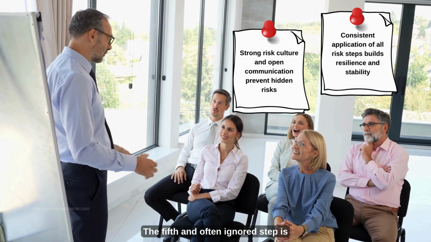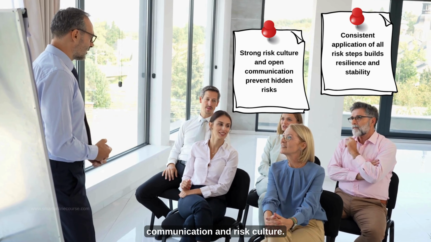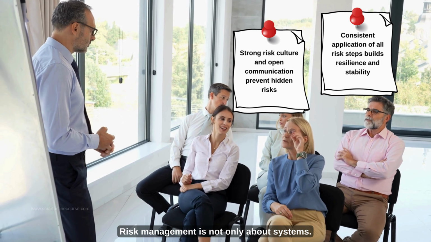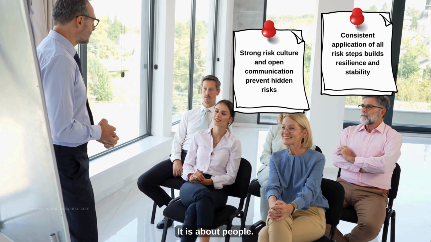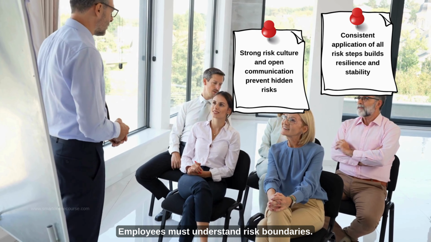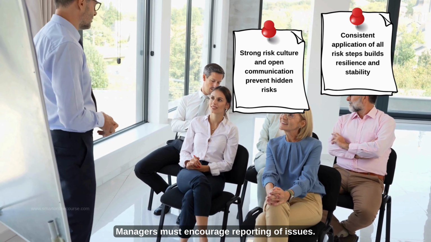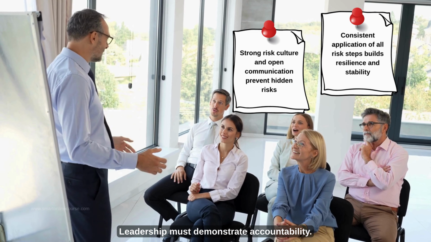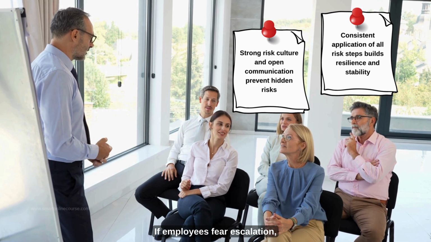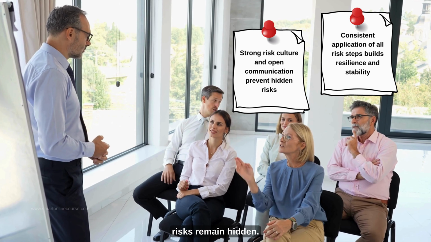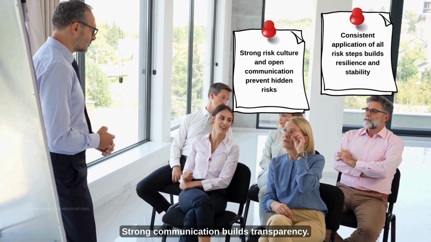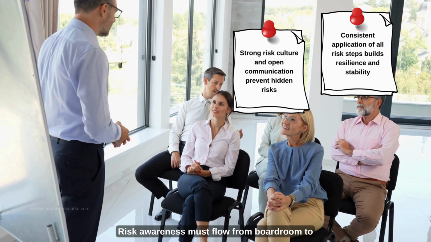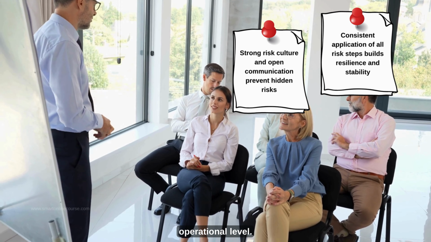The 5th and often ignored step is communication and risk culture. Risk management is not only about systems. It is about people. Employees must understand risk boundaries. Managers must encourage reporting of issues. Leadership must demonstrate accountability. If employees fear escalation, risks remain hidden. Strong communication builds transparency. Risk awareness must flow from boardroom to operational level.